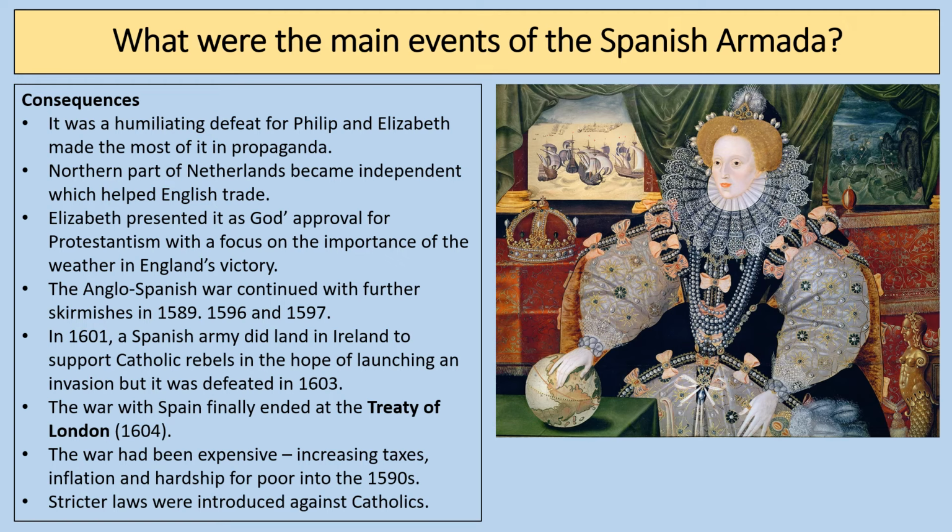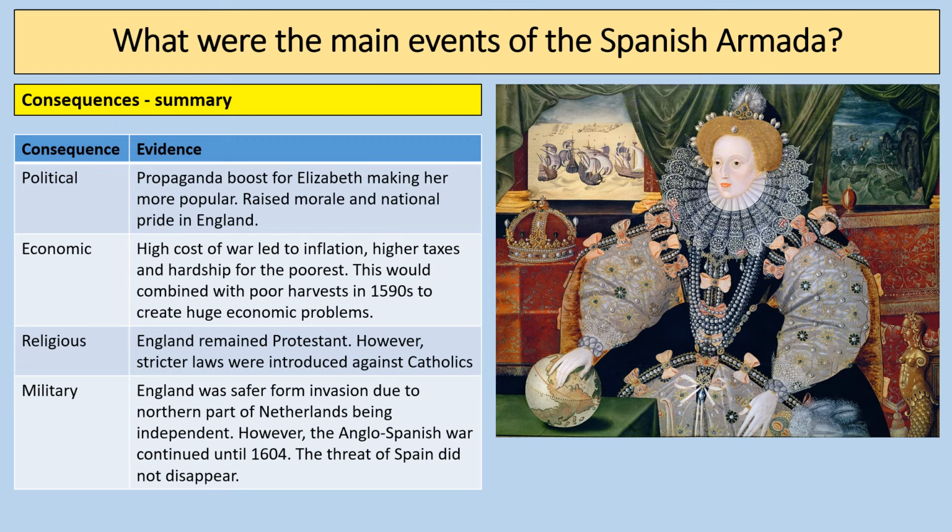The other thing to consider is that preparing for the Spanish Armada had been hugely expensive. Elizabeth never wanted wars because she knew that they were expensive and damaging, and that's true. And the war had to be paid for. It led to increased taxes, it caused inflation, and it caused hardship. It's one of the reasons why there was so much poverty in England in the 1590s, combined with those poor harvests. And of course, stricter laws were introduced against Catholics as well.